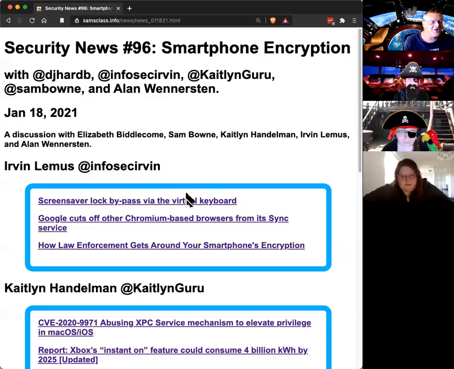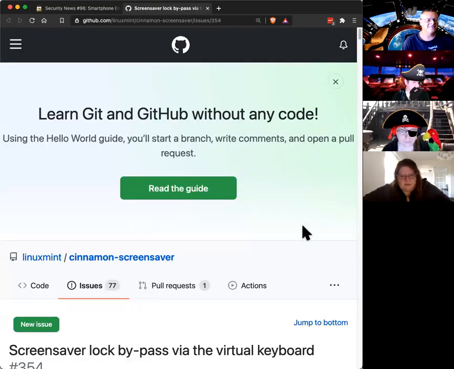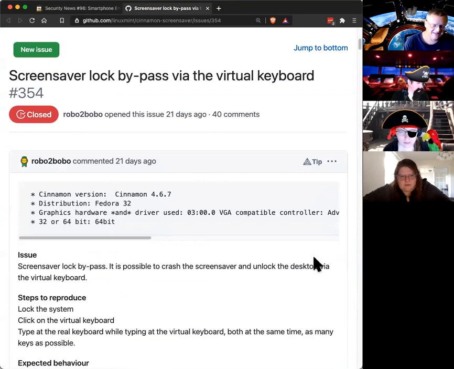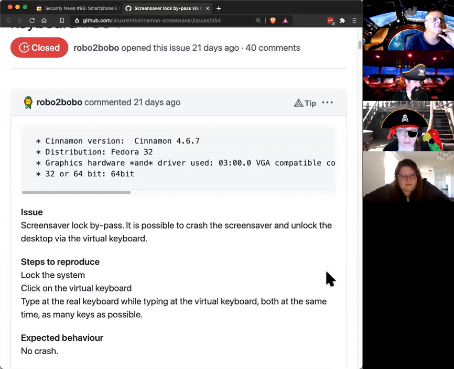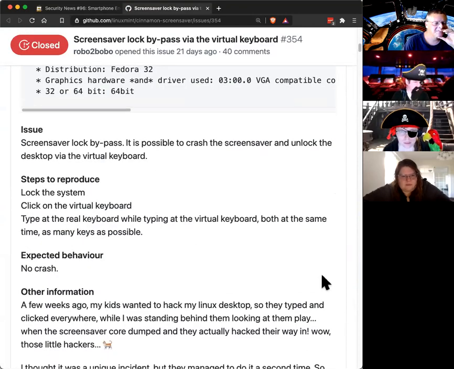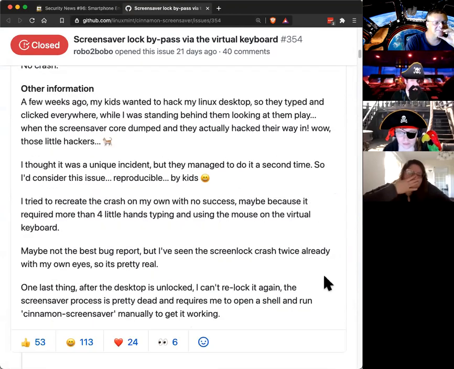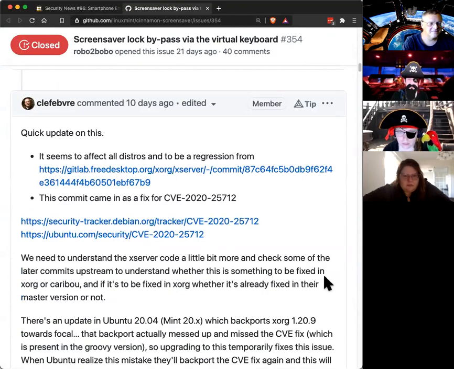So here we are. Looks like we're starting with Irvin with the screen lock bypass. So this is a funny story. Some kids were able to bypass the screensaver lock and get into, I think it was Linux Mint. So they made a thing on GitHub, and there's a whole story that follows it.